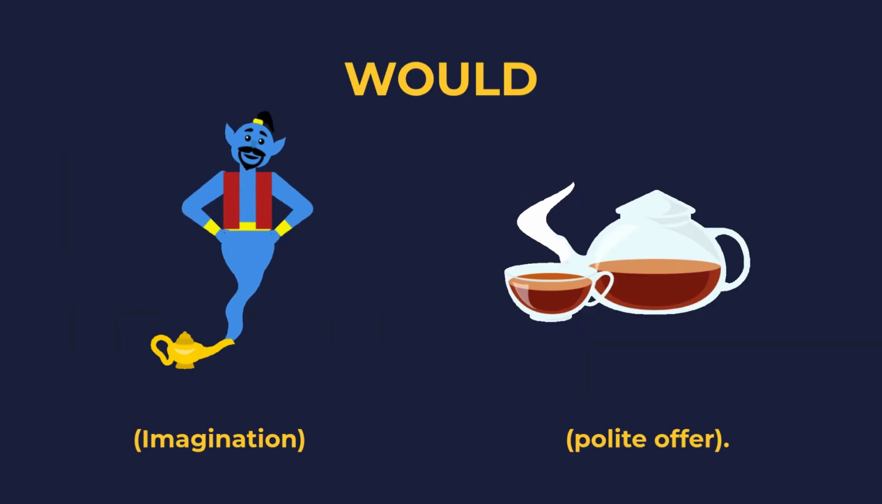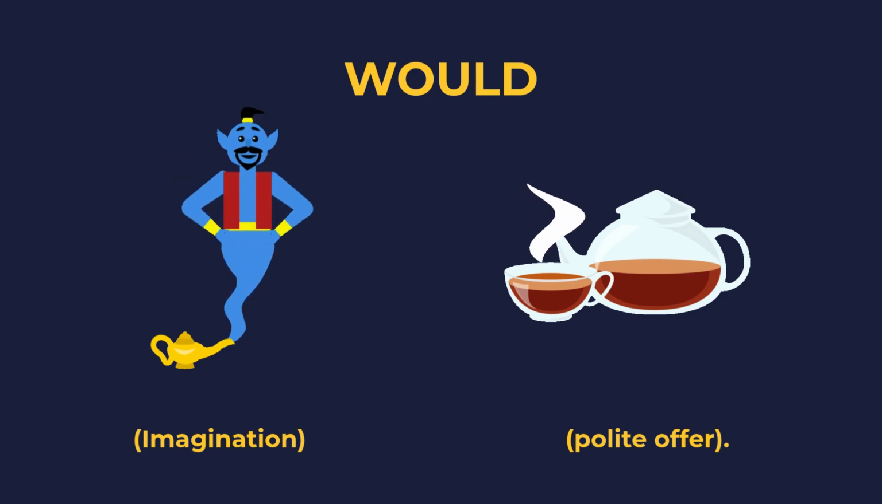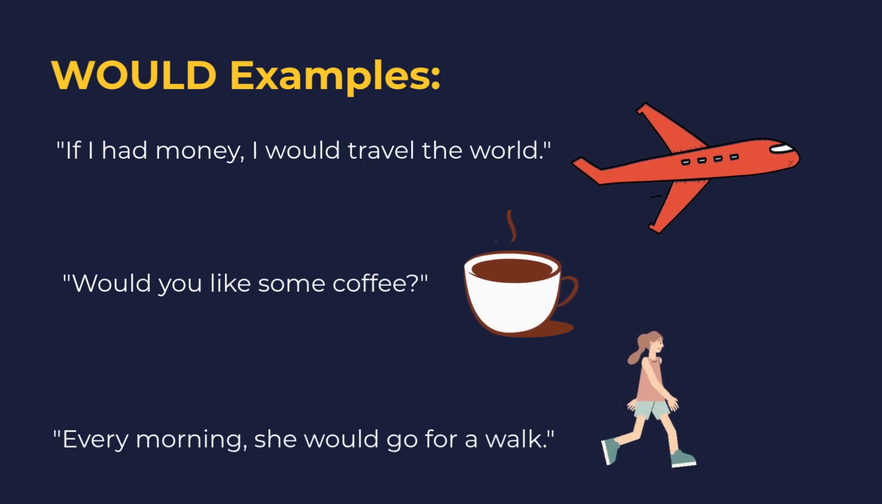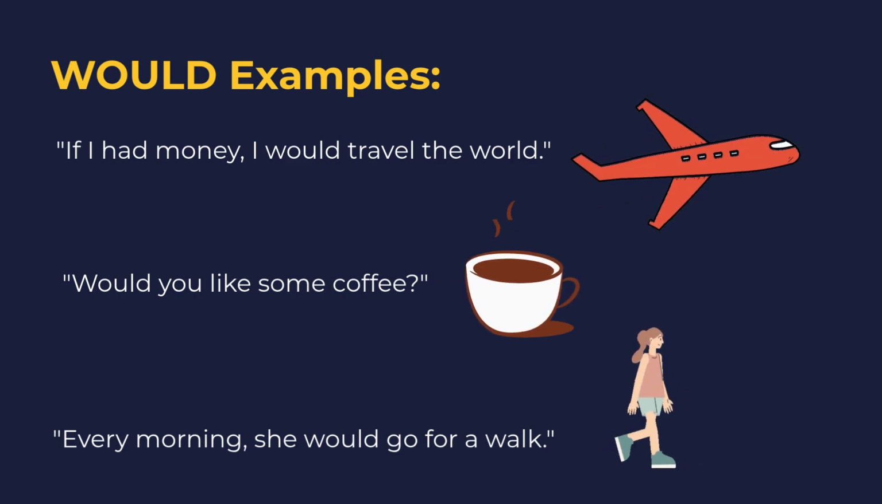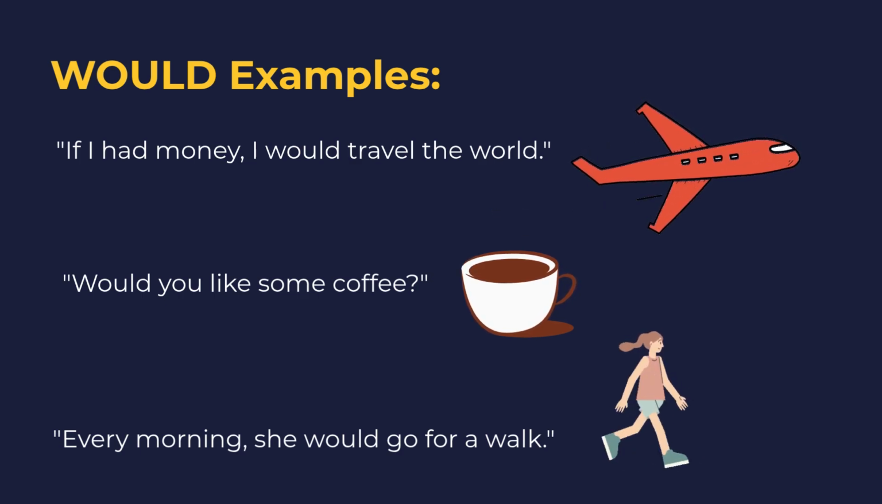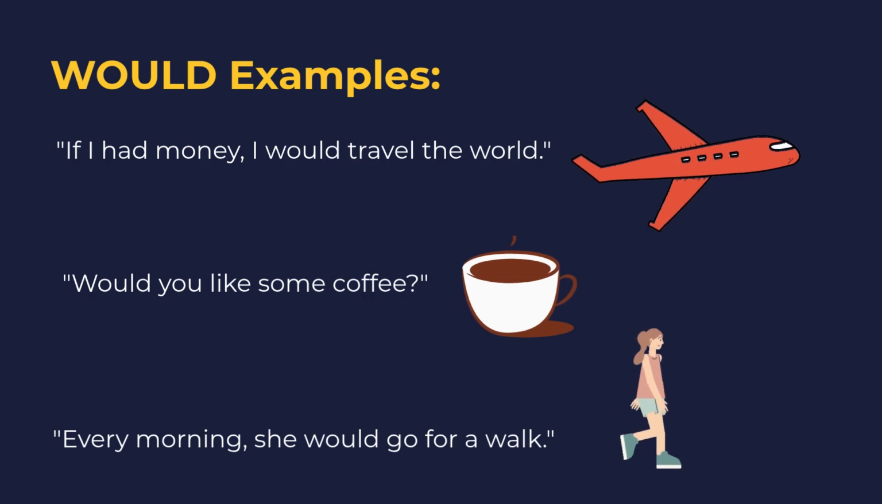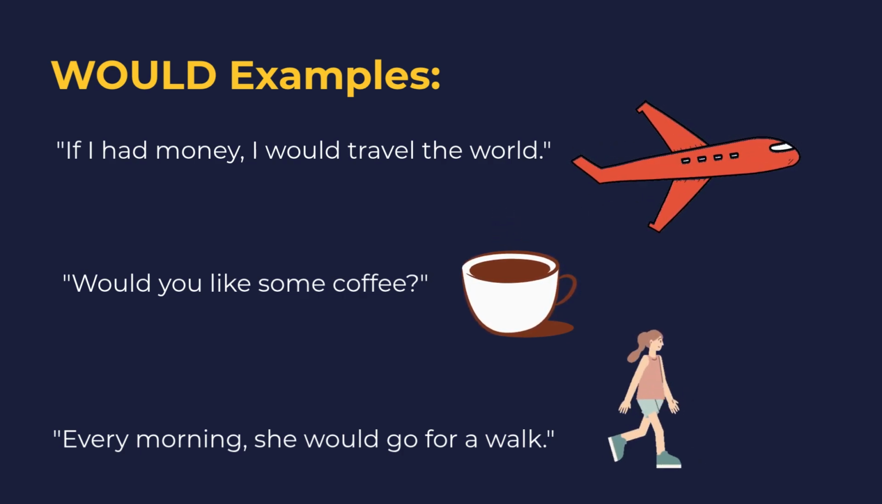Then there's would. This word is very useful. We use would for things we only imagine. Like if I had money, I would travel the world. But maybe this person doesn't have enough money right now. It's also great for being polite when you offer something, like, would you like some coffee? Also, would can describe things someone did many times in the past. Every morning, she would go for a walk, meaning she did this often, but maybe she doesn't do it now.